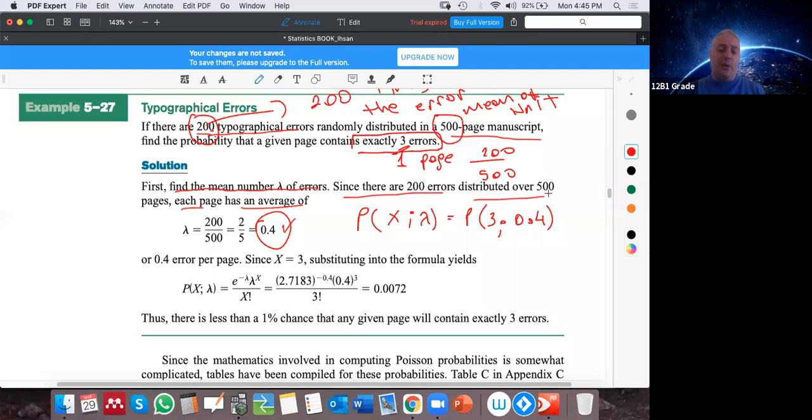So negative 0.4 times 0.4 to the power of how many times this thing occurs. We want to see, as a probability, 3 divided by 3 factors. So the answer of the question is there is less than 1% chance that any given page will contain exactly 3 errors. So this is very low, right? So the probability is not high. It means that most of the pages when we look at, there will be less than 3 errors.